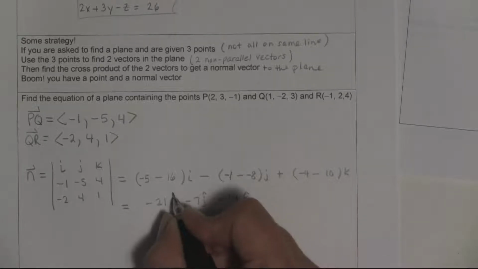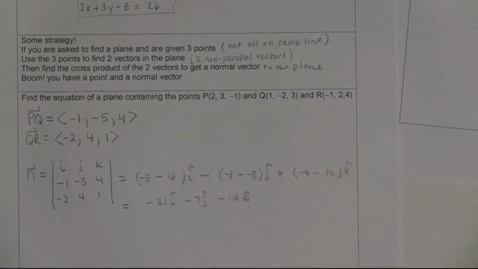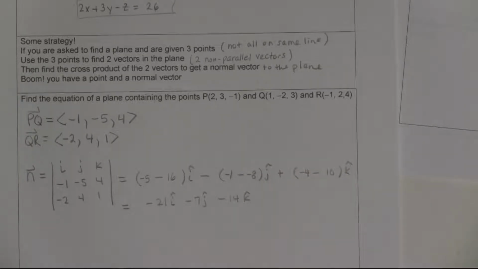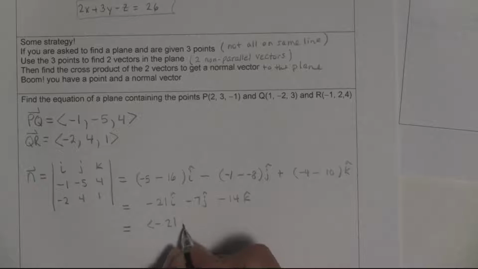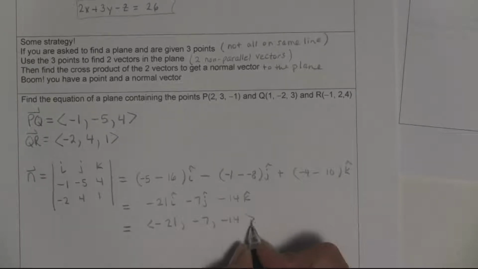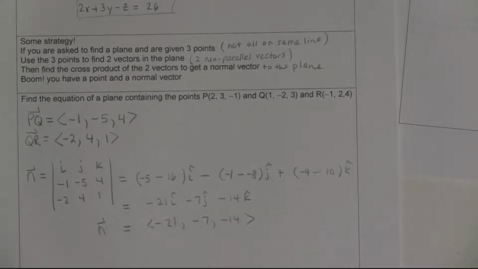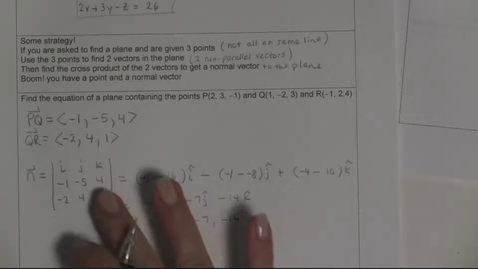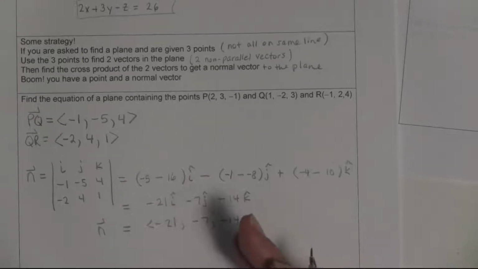And I do like to have those little hats on there, and I didn't put them on there, so I'm going to go put them on there. So there they are. Now I can write that in this form here, or I can also write it in this form here: -21, negative 7, negative 14. My choice on how I write it. And I'm also okay with you going from here right into this form as well. I'm fine with that as well.